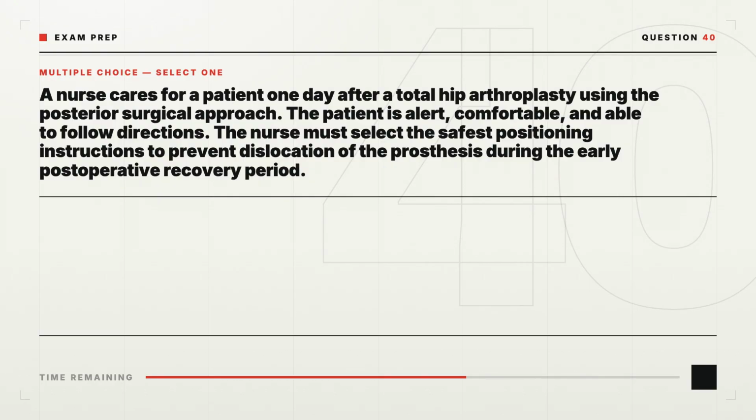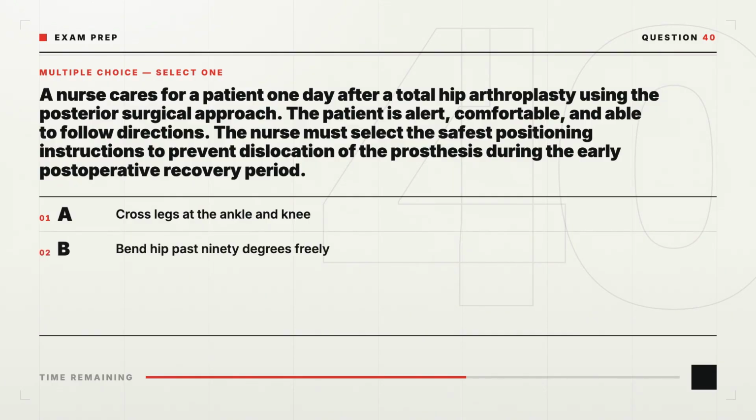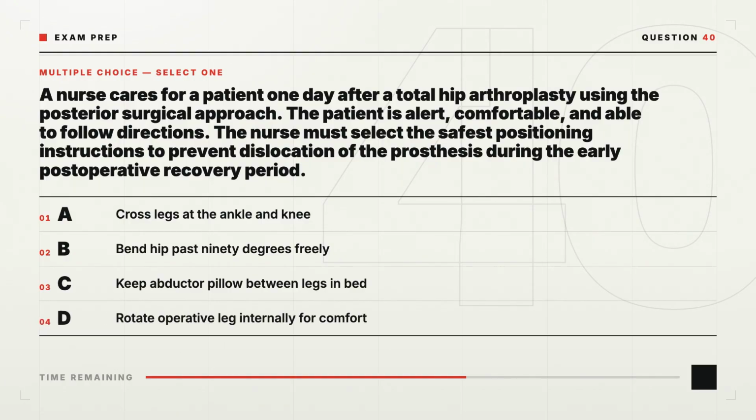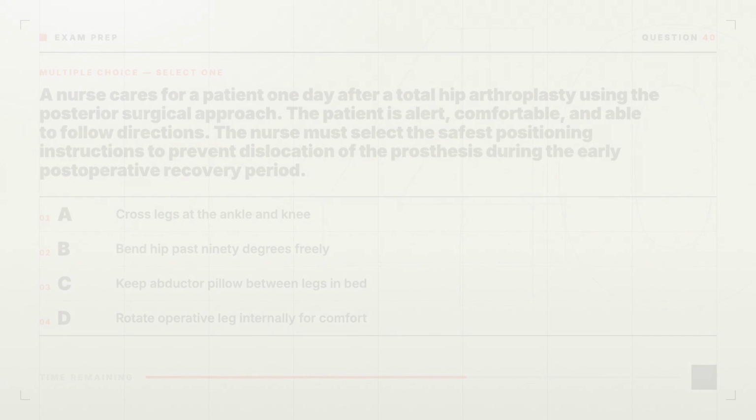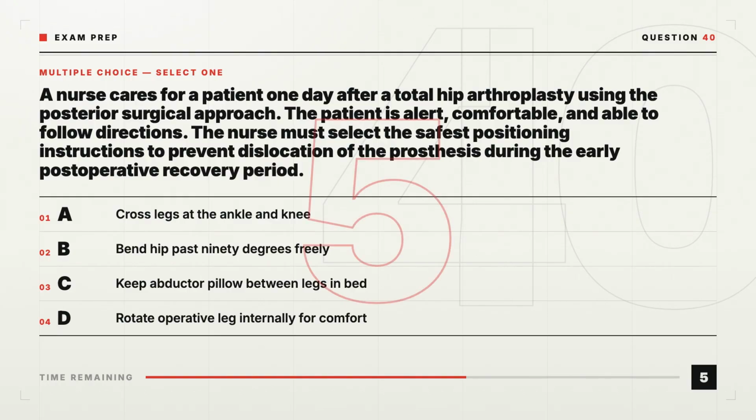Your options are A. Cross legs at the ankle and knee, B. Bend hip past 90 degrees freely, C. Keep abductor pillow between legs and bed, D. Rotate operative leg internally for comfort. Got a guess? Lock it in.